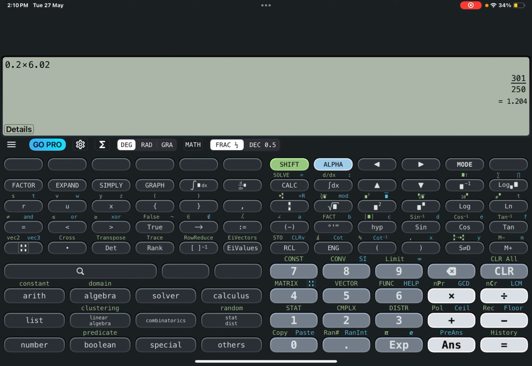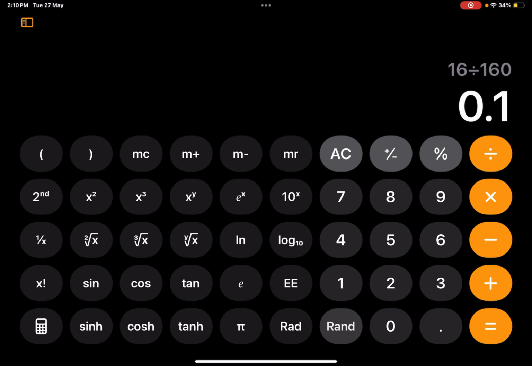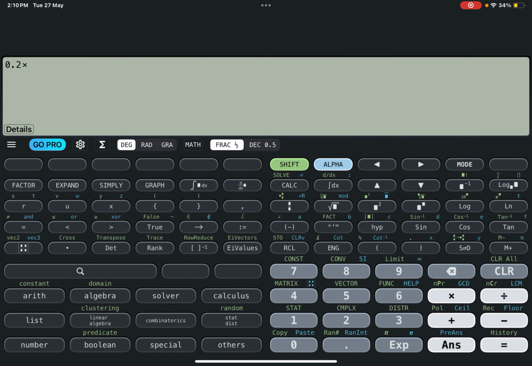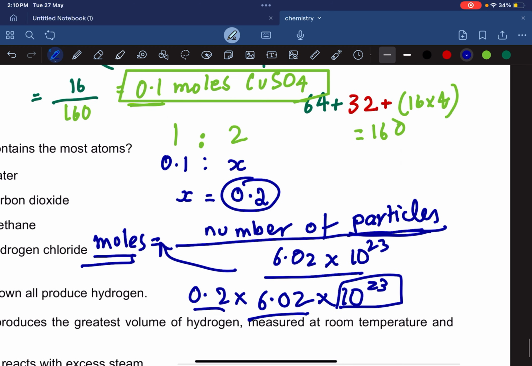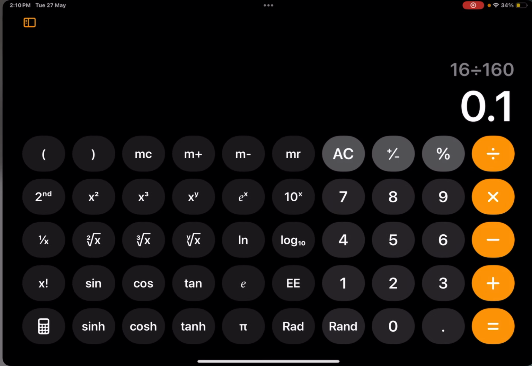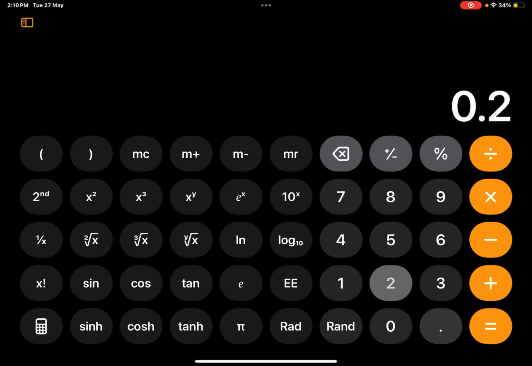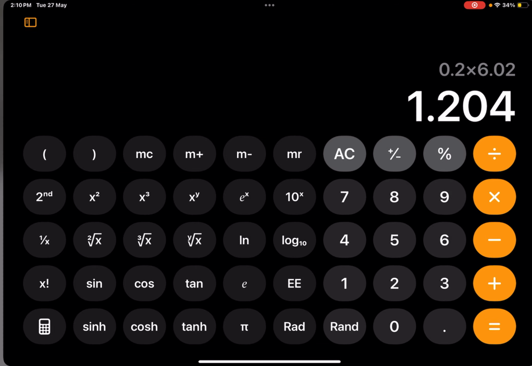How to get it? I guess I might figure it out sometime later, but what we can do right now is just go to a simple calculator and multiply this thing right over here. We multiply this, and this power remains the same. So 6.02 multiplied by 0.2, and that's going to give me 1.204.